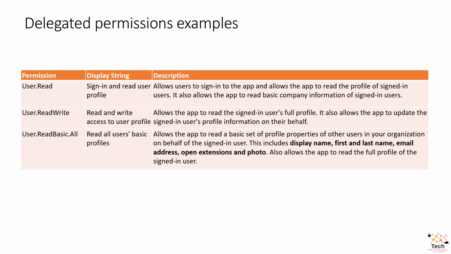Here are some examples of delegated permissions. For instance, User.Read allows users to sign in to the application and allows the application to read the profile of signed-in users. It also allows the application to read basic company information of the signed-in users. Another permission can be User.ReadWrite. It allows the application to read the signed-in user's full profile, and it also allows the application to update the signed-in user's profile information on their behalf. And obviously there are more delegated permissions available in the Microsoft Identity Platform.